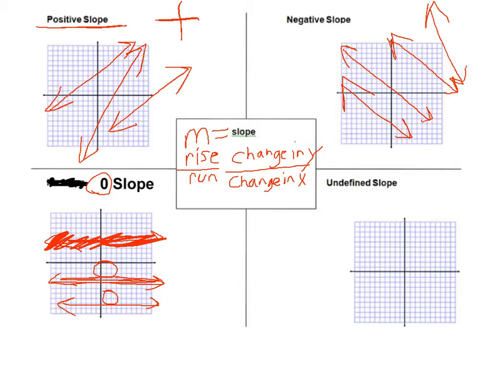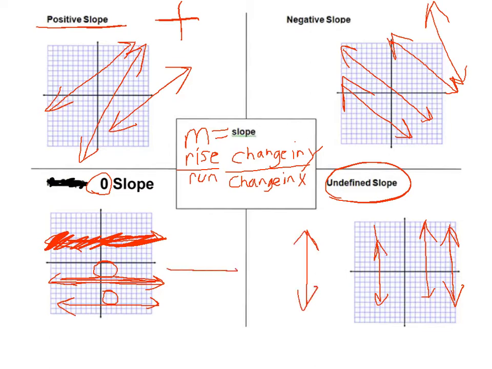Okay, undefined. An undefined slope is a vertical line. Now I didn't draw that one very well. I'll try again here. So straight up and down with no slant. I'm having a hard time with this pen. But an undefined slope is a vertical line. So undefined is vertical, and zero slope would be horizontal.